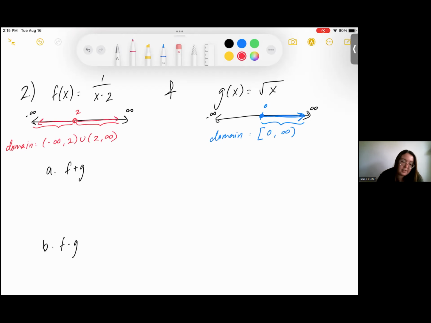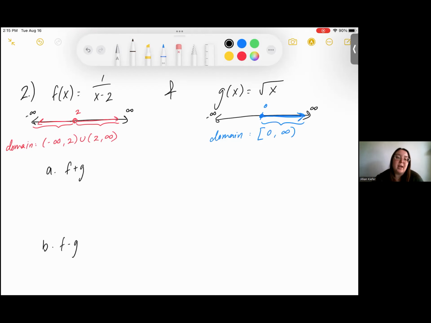Forgot to put some arrows on the other one, but it's not that big of a deal anymore. But all right, so those are the two domains of our function. So f of x has the domain negative infinity to 2 and 2 to infinity, whereas g of x only has the domain from 0 to infinity. So let's go ahead. We're going to start off with part A. We're going to find f plus g and find the new domain.